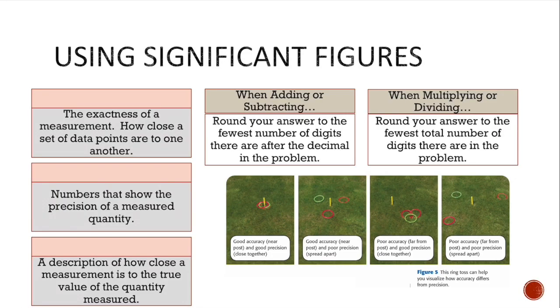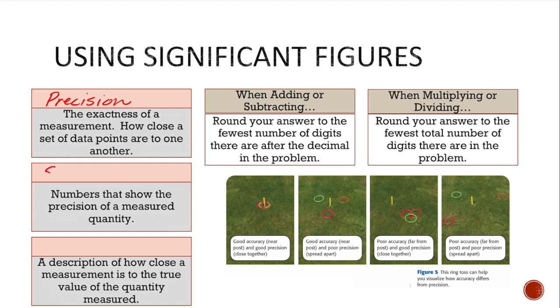Hey everybody, we are back and we are going to be discussing the second part to our third lesson of chapter 1, and that is using significant figures. We'll start out with 3 vocabulary words. The first one is called precision. Precision is how close a set of data points are to one another. So in other words, how close is the data in relation to the other pieces of data that we have. That's the definition of precision.